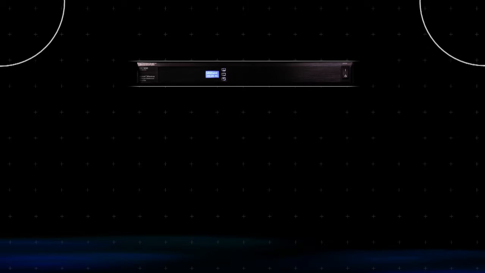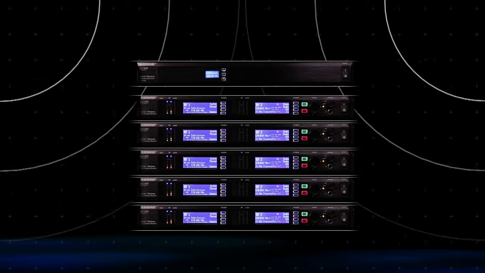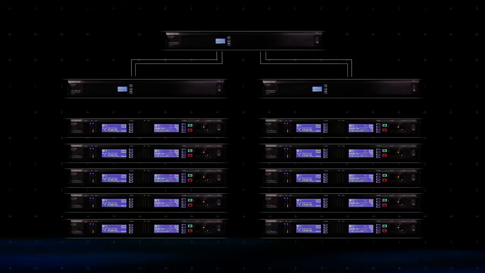The antenna distribution amplifier splits the signal from one pair of antennas to feed up to 5 receivers, or one amplifier can feed up to 5 additional amplifiers to support a large number of receivers.